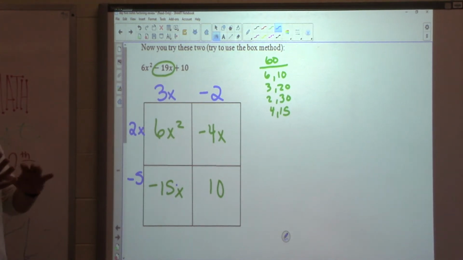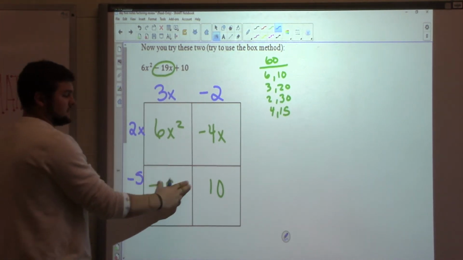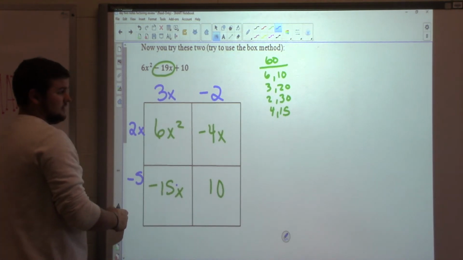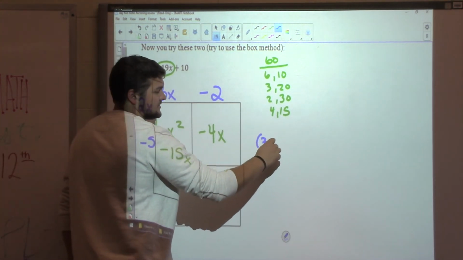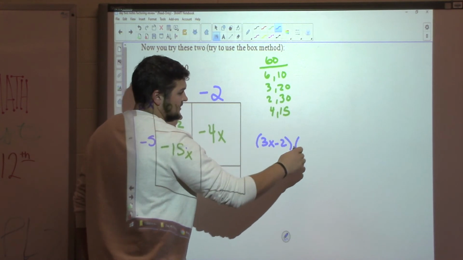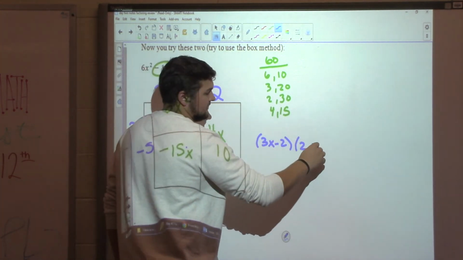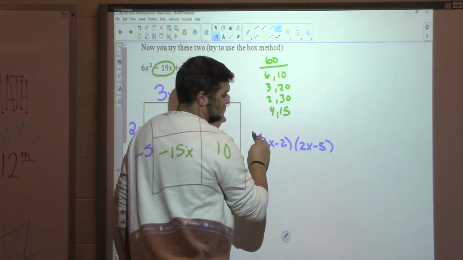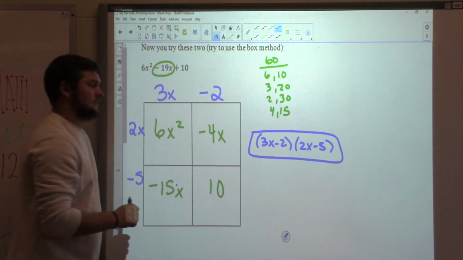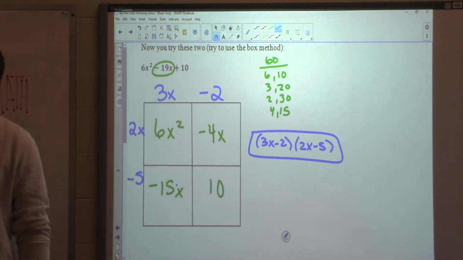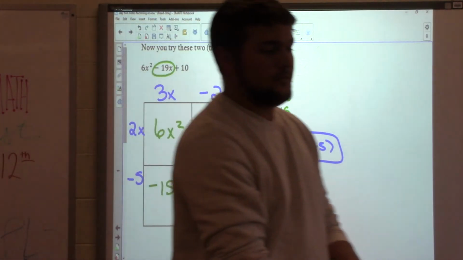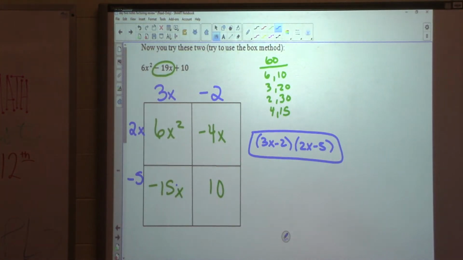Alright, so this is where the box method gets kind of tricky, because normally we say they both have to be negative. We should get 3x minus 2 times 2x minus 5. And remember, FOIL them out to make sure you got the correct thing. Alright guys, any questions on that? Okay, that is our box method. Okay, we're going to guess and check next.